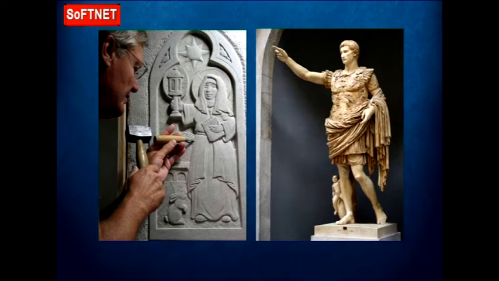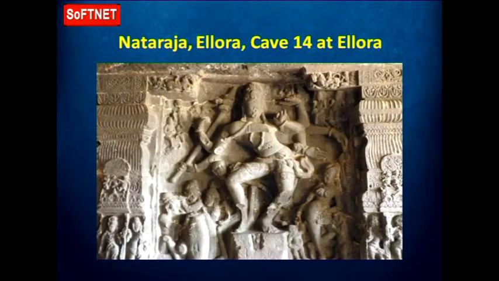So the sculpture was placed in the public space, in the crossroads of the city. This is an example of Indian stone sculpture, and this is Ellora.